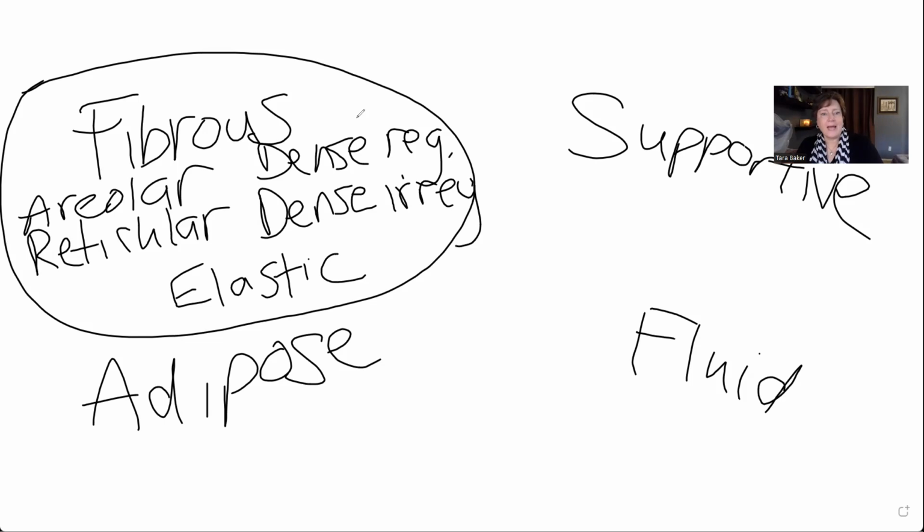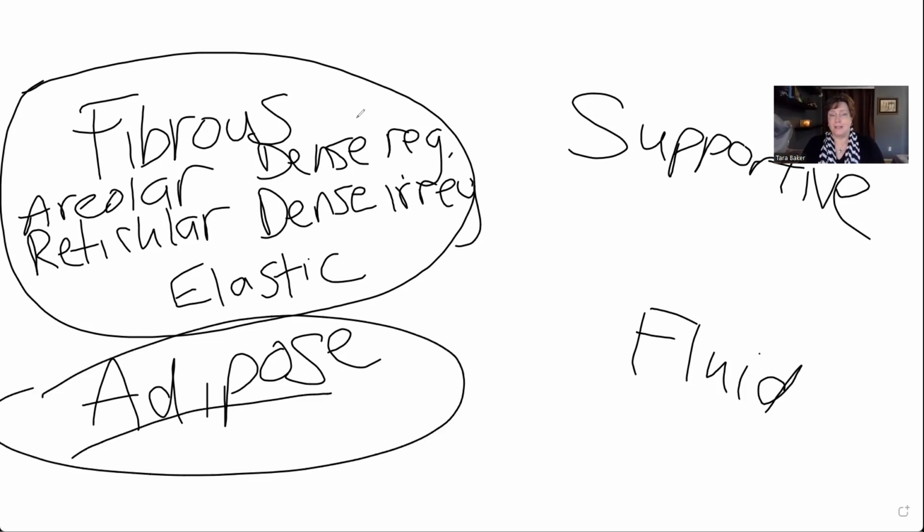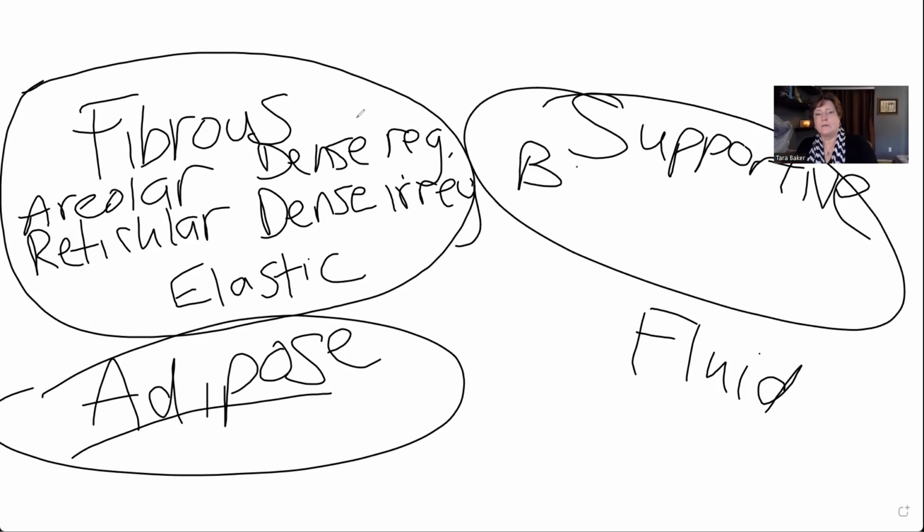today. Adipose, that one's pretty easy. There's just adipose. So there's only one representative of this subtype. Supportive is going to be bone and cartilage.